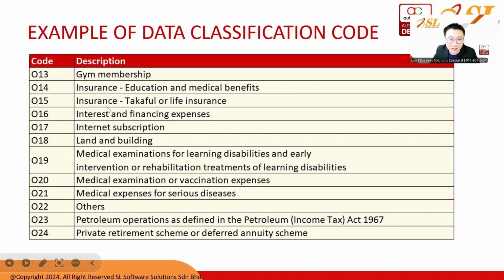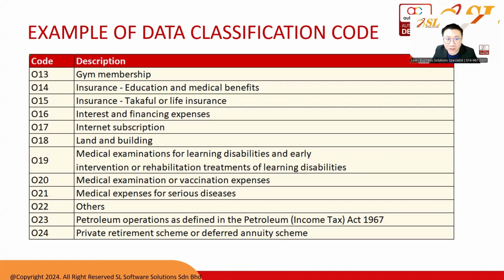Another example, insurance. You see insurance here, 015, Takaful or life insurance. This one is tax relief. Last time we paid the insurance company 3,000 every year, so we didn't know out of this 3,000, how many is for life insurance that can deduct the tax relief, and how many is not allowed to be deducted.